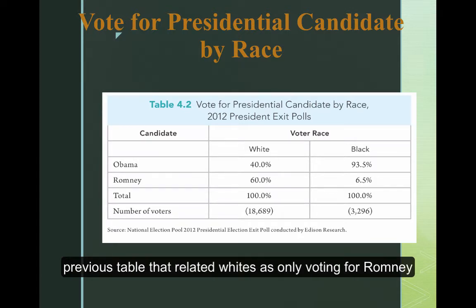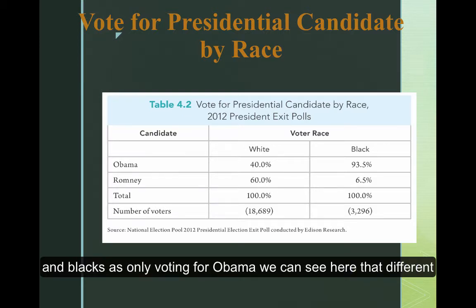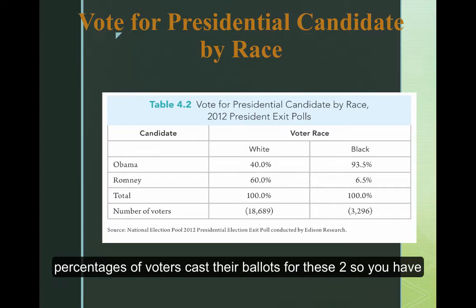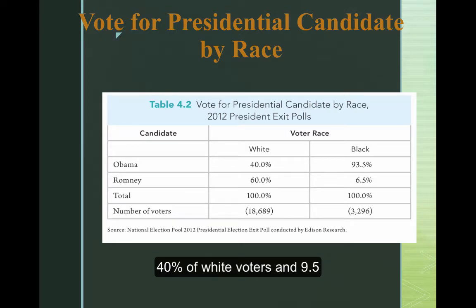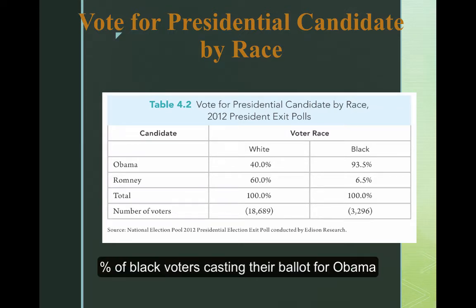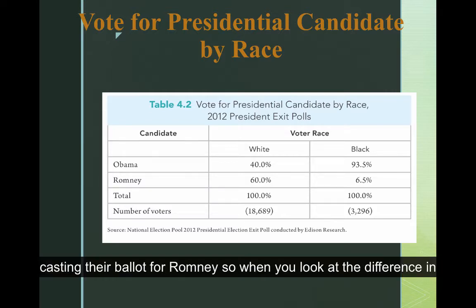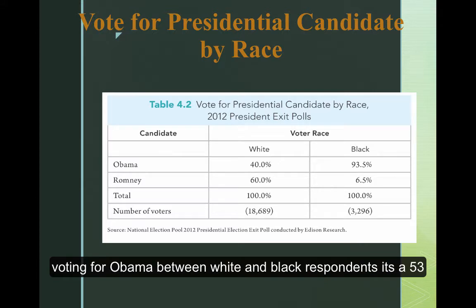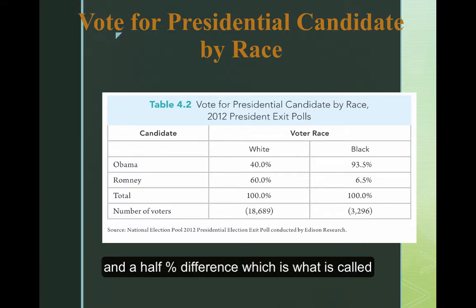So unlike the previous table that related whites as only voting for Romney and blacks as only voting for Obama, we can see here that different percentages of voters cast their ballots for these 2. So you have 40% of white voters and 93.5% of black voters casting their ballot for Obama, and 60% of white voters and 6.5% of black voters casting their ballot for Romney. So when you look at the difference in voting for Obama between white and black respondents, it's a 53.5% difference, which is what is called in stats a percentage difference.